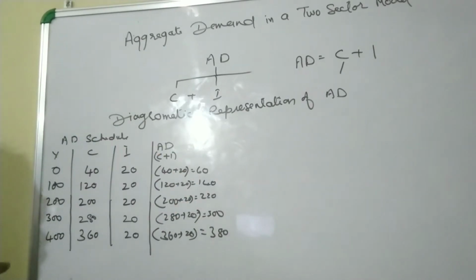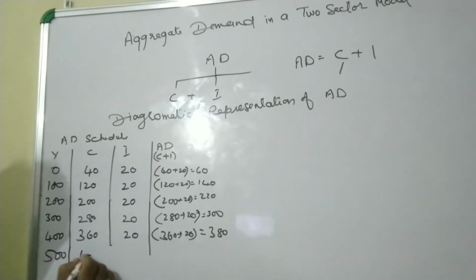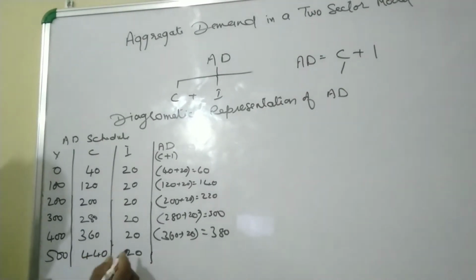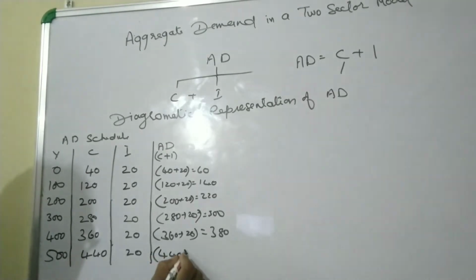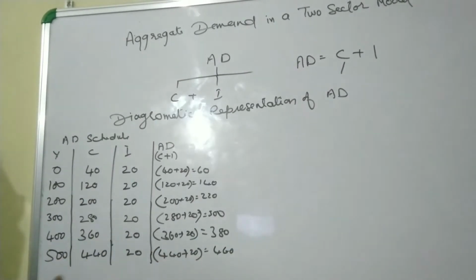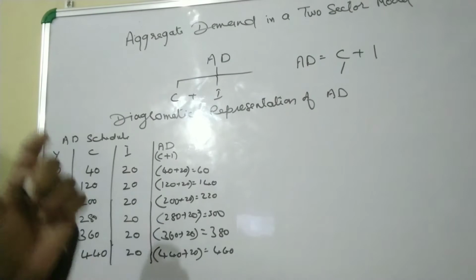So we have saved some money. How much have you saved? 20 rupees you have saved, because your income is 400. How much have you spent? 380. So 20 rupees is saved. Your income still increases, that goes to suppose 500. Then your consumption expenditure is 440 and your investment expenditure will remain the same, that is 20. So this is 440 plus 20 is equal to 460. So now your income is 500 and AD is 460. So what is the amount of saving? 500 minus 460, so 40 is the saving.